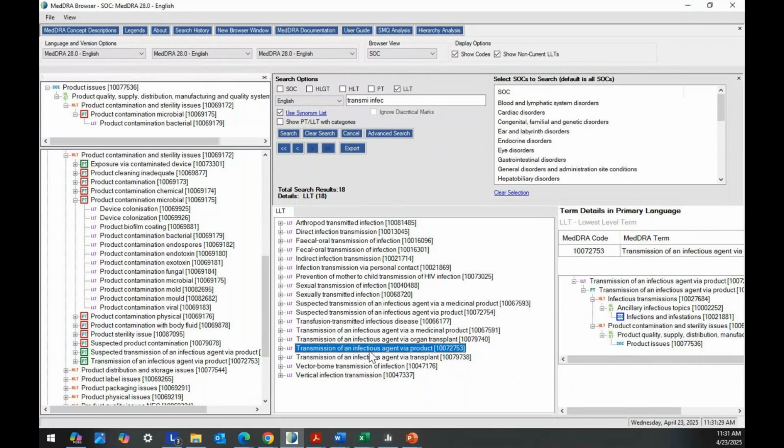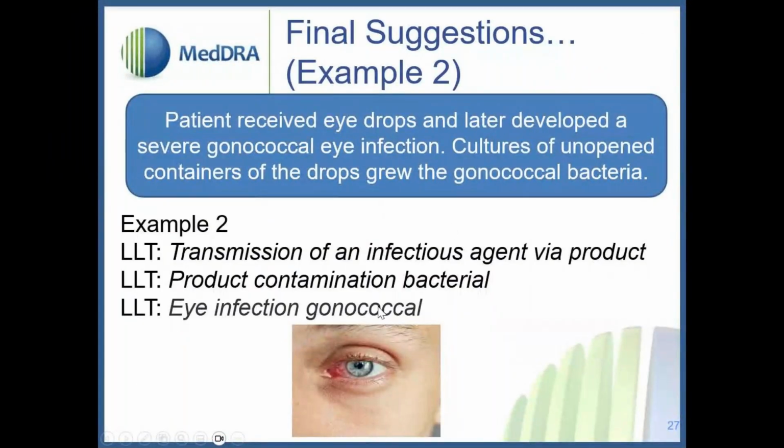Do not forget the information that the person got an eye infection after he used eye drops, and then the additional information that the eye drops were contaminated. Therefore, there's a transmission concept that we need to capture, and this is adequately done with this LLT. So I'm going to choose this LLT as well. So let's go to our next slide. And here are the final suggestions for our second coding example: transmission of an infectious agent via product. Then, of course, the other two LLTs we showed you how to get: the product contamination bacterial, and of course, the fact that the person had an eye infection, gonococcal.